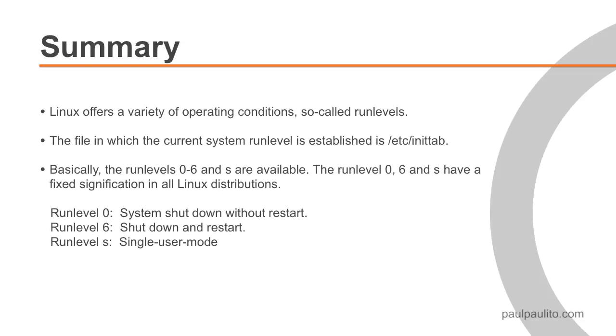Summary. Linux offers a variety of operating conditions, so-called run levels. The file in which the current system run level is established is /etc/inittab. Basically, the run levels 0 through 6 and S are available. The run levels 0, 6, and S are reserved in all Linux distributions. Run level 0, system shutdown without restart. Run level 6, shutdown and restart. Run level S, single user mode.